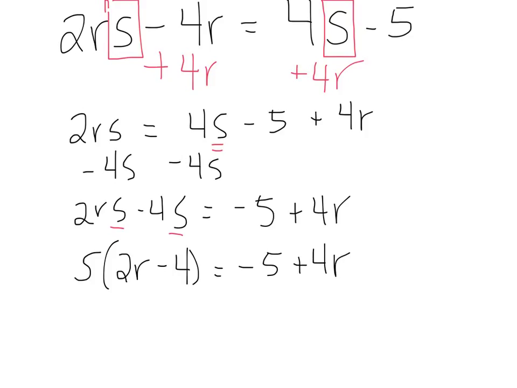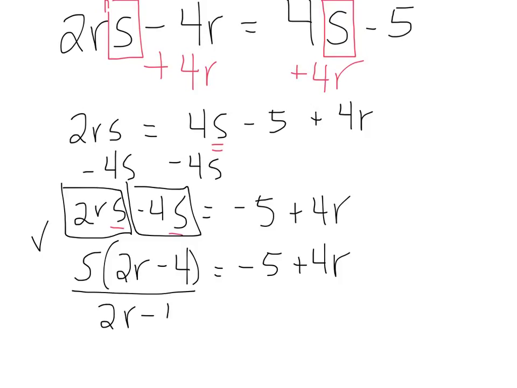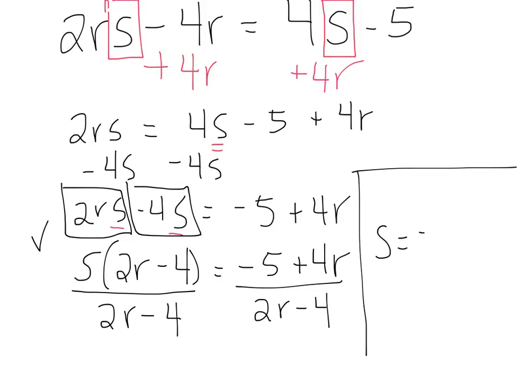The trick to see if you factored right is to distribute and see if you got back to where you started. S times 2r gives me my 2rs. S times negative 4 gives me my negative 4s. So that tells me I factored correctly. Now it's easy because s is being multiplied by 2r minus 4. All I have to do to solve is divide both sides by 2r minus 4, giving me my final answer of s equals negative 5 plus 4r divided by 2r minus 4.